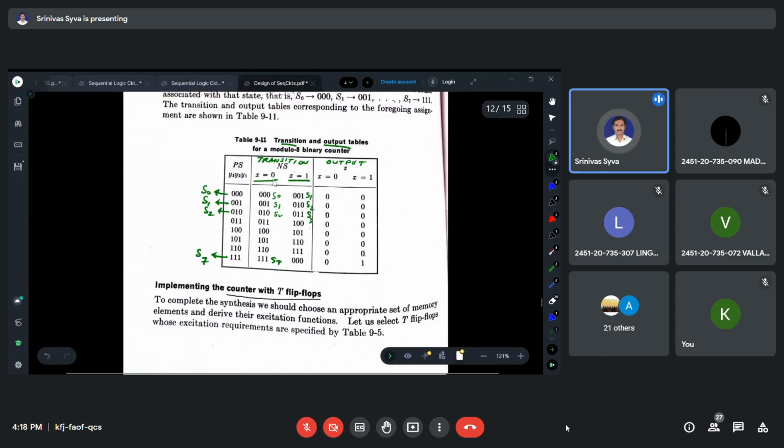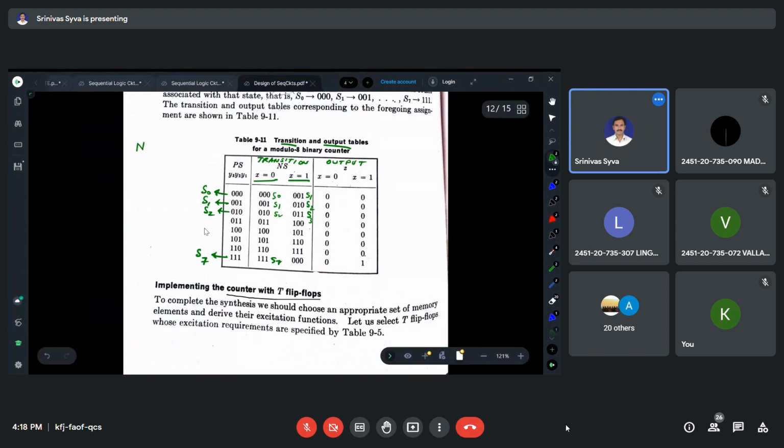So when x equal to 0, what happens to the transition? When x equal to 1, what is the transition? Similarly, what will be the output when x equal to 0, and what will be the output when x is equal to 1?